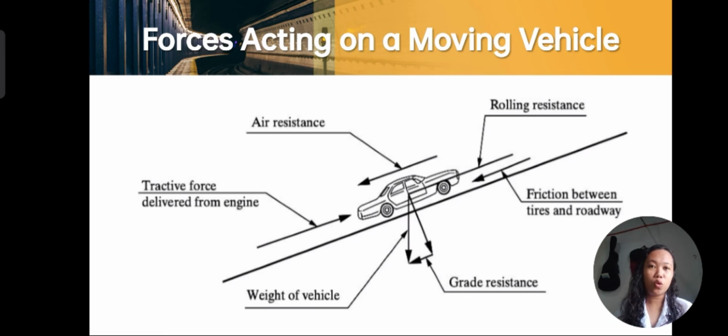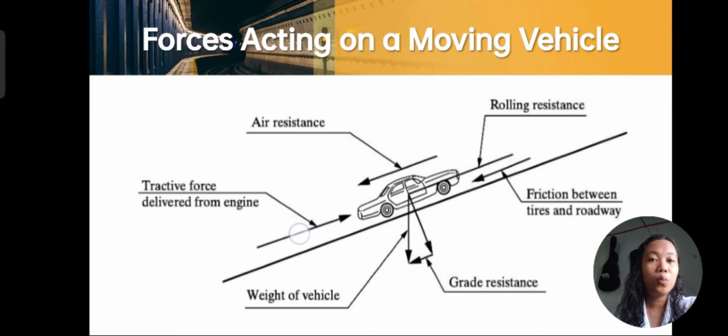This image shows the forces acting on the moving vehicle. We have here air resistance, the rolling resistance, the friction between the tire and the roadway, the grade resistance, the weight of the vehicle, and here is the tractive force delivered from the engine.